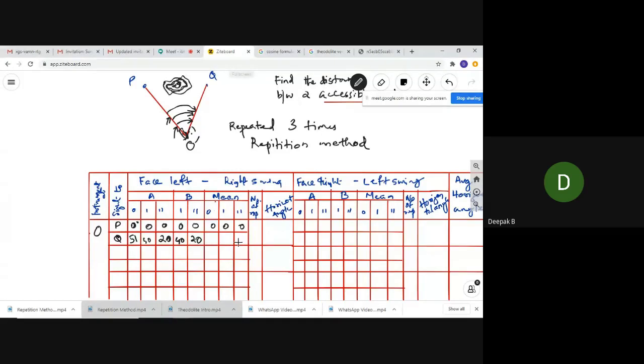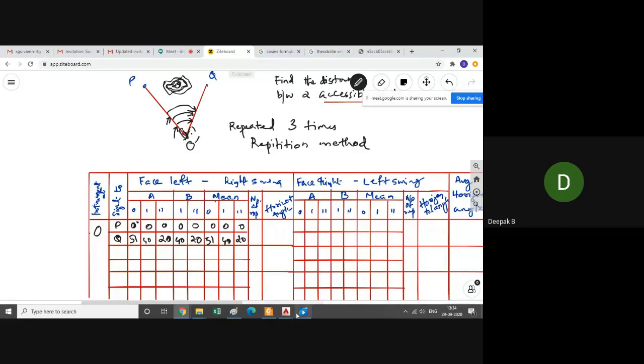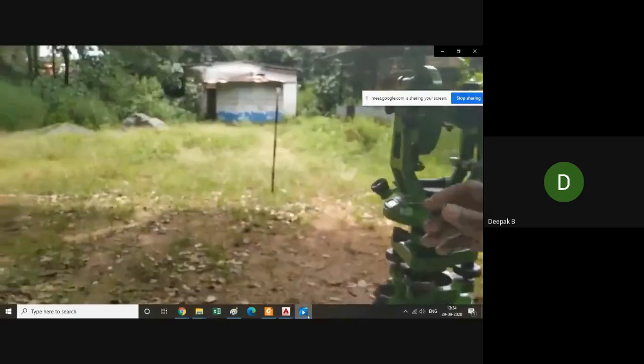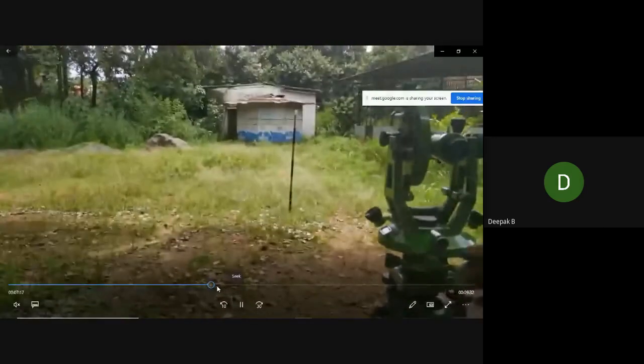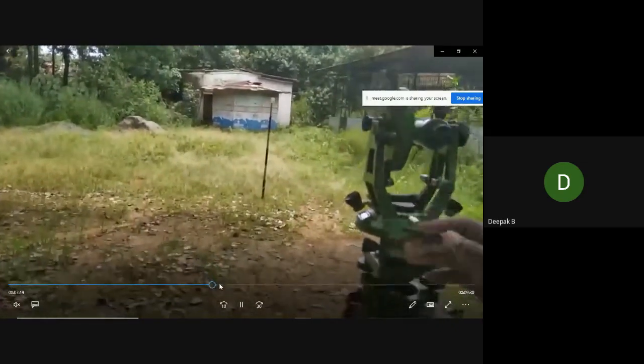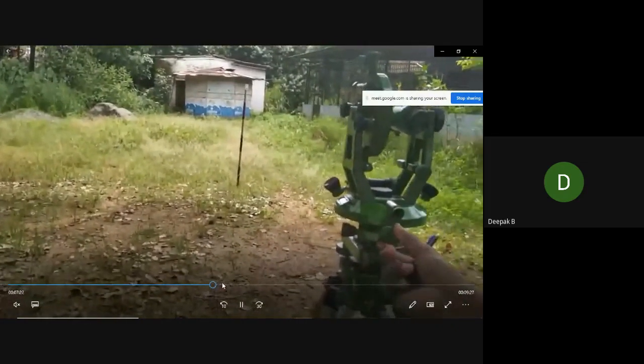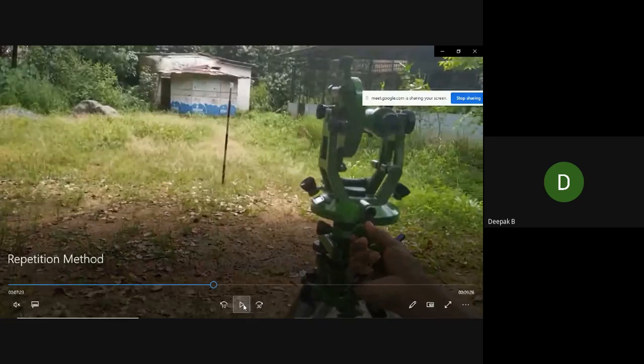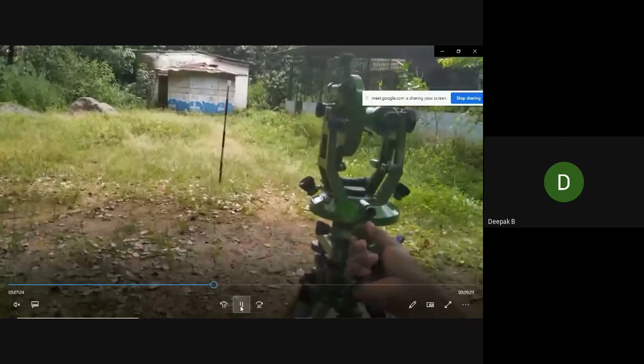What will be the mean here? Someone please fill me in. ഇതിലെ മീൻ എന്തായിരിക്കും അപ്പോൾ? 51 degree 40 minutes. Yes, 51 degree 40 minutes 20 seconds itself. Okay, now we'll continue. Now what he does is he will now fix the upper screw and loosen the lower screw.